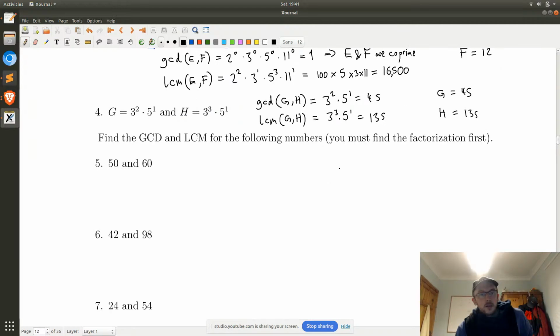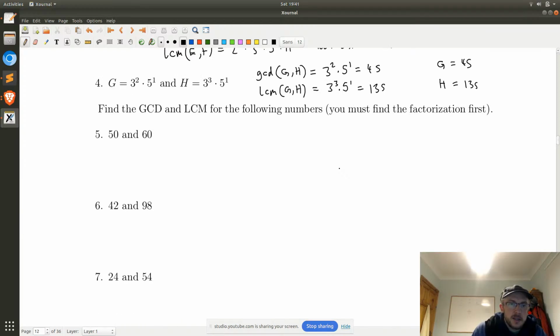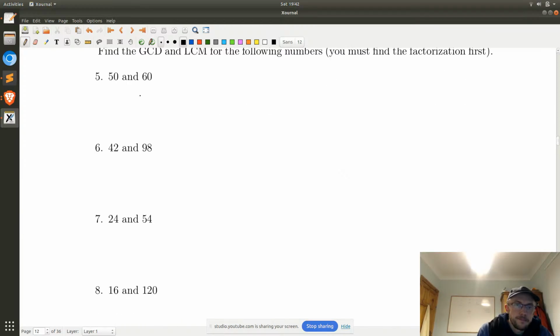Okay, now to find the GCD and LCM for these numbers. But I guess they want us to find the factorization first. Very well. For 50, it would be 2 times 5 squared. And for 60, it would be 2 squared times 3 times 5.